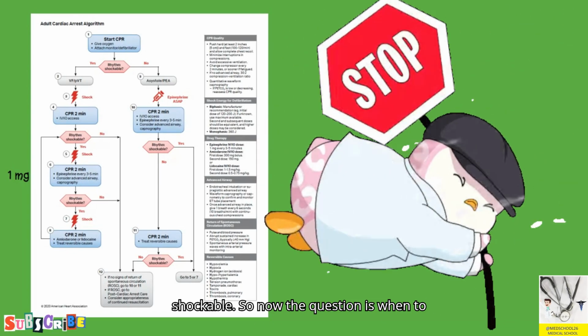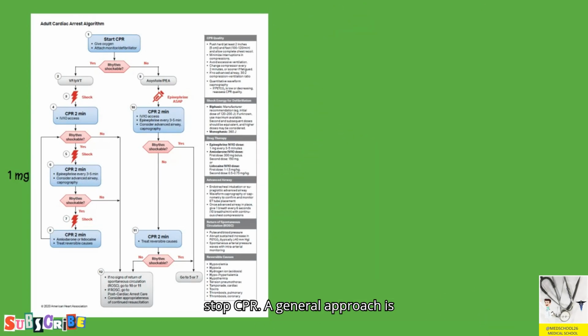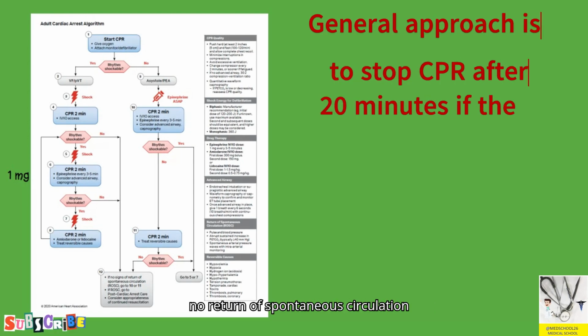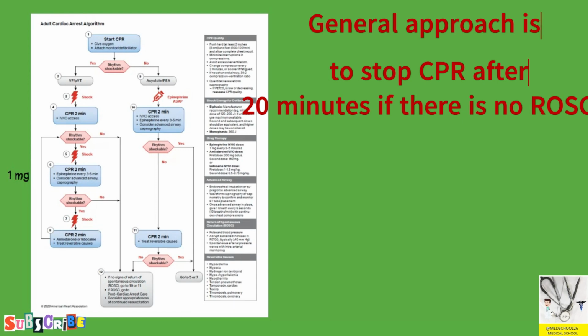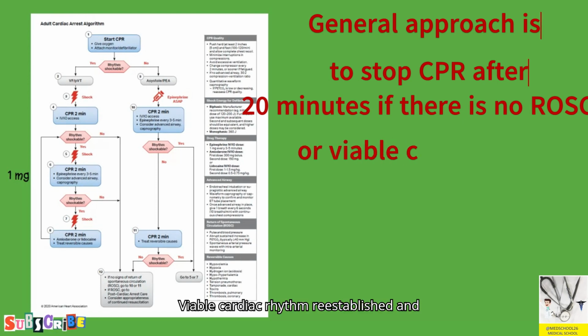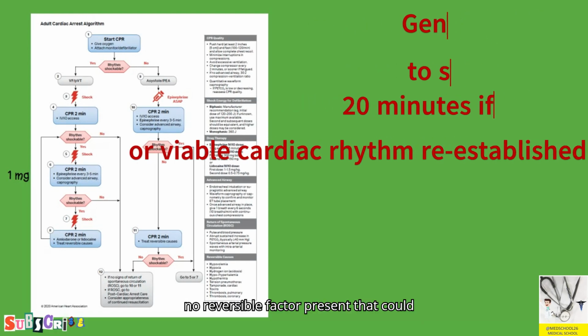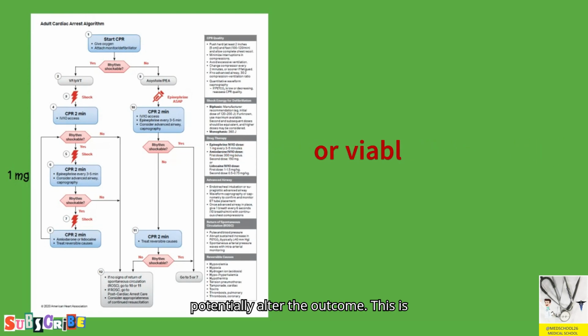So now the question is when to stop CPR. A general approach is to stop CPR after 20 minutes if there is no return of spontaneous circulation, means ROSC, or viable cardiac rhythm reestablished, and no reversible factor present that would potentially alter the outcome. This is all about CPR. Now we will discuss AED.